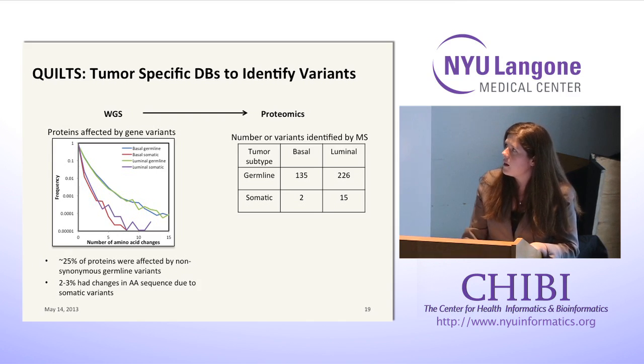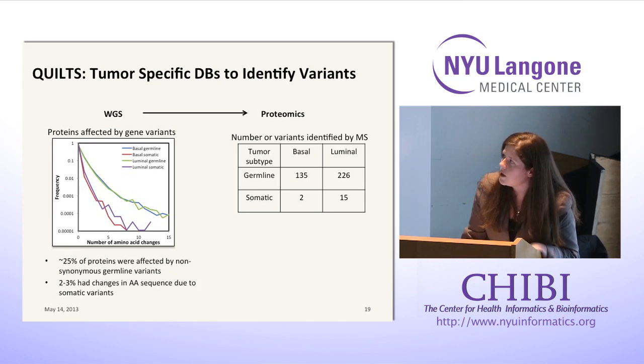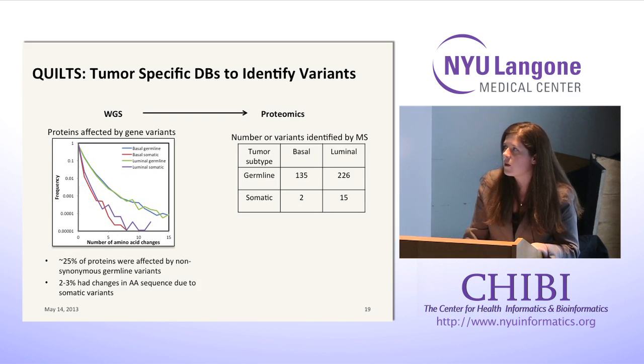You can see here that this is the number of amino acid changes within the protein, and this is the frequency of that occurring. And then the blue and the green are the germline for basal and luminal. So there are more germline mutations. That's consistent with what we know, causing changes in amino acids, and then these are the somatic for the two tumors.